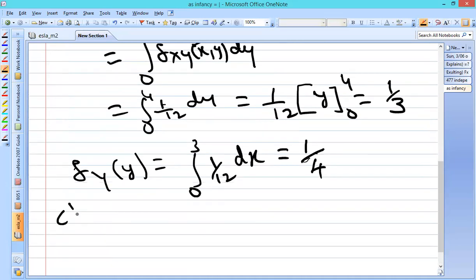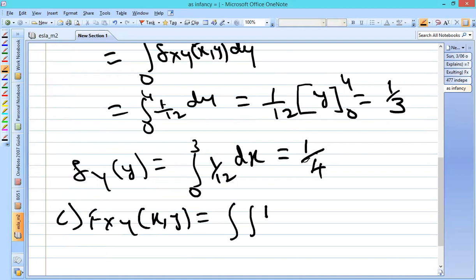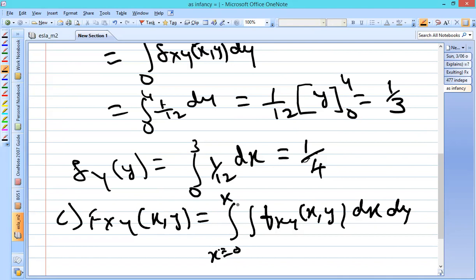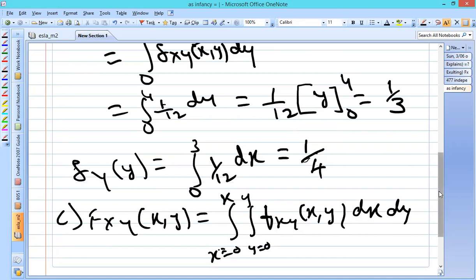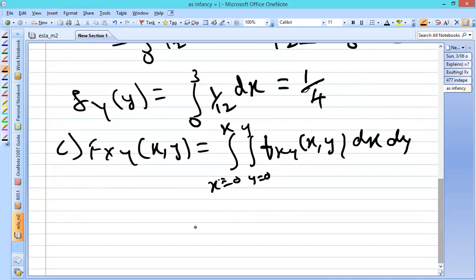And next, similarly, what is the third part? In the third part, we are asked to calculate Fxy of x comma y. That is nothing but we need to calculate the CDF. So your integral fxy of x comma y has to be integrated with respect to x and y. Since we are calculating the CDF for variables x and y, we will not be substituting the exact limit. Here x and y will be taking the variable values. So we can substitute x varies from 0 to x and y varies from 0 to y, where x is lying between 0 to 3 and y lies between 0 to 4. That statement you need to make here.